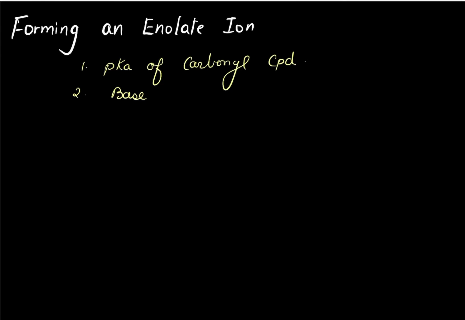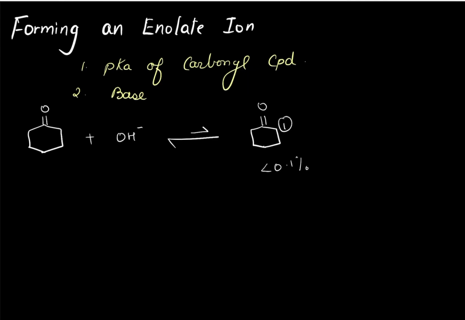Now let's try to form the enolate from cyclohexanone by reacting it with two different bases. In the first case, I'm taking OH minus. When OH minus is used, the amount of enolate that is formed from this reaction is less than 0.1%. Along with this, you will also have some amount of water liberated.